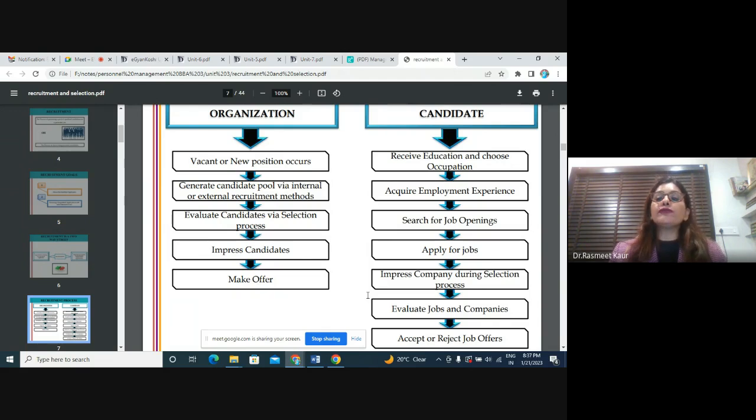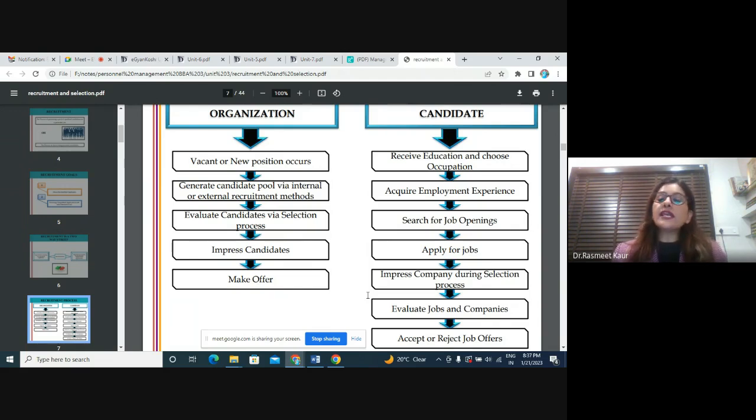Then you start looking for job openings, which come through different platforms. You apply for different jobs. It is not that you apply only for one company. You might be applying for various jobs, which are shared by different firms, companies, or competitors.